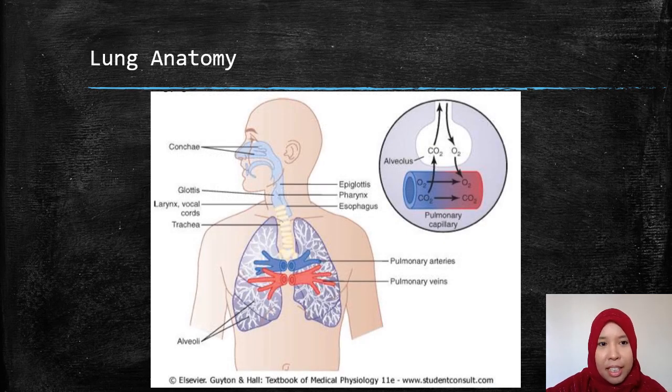So let's talk about the lung anatomy for a bit. The air will enter from your nose or nasal cavity, or your oral cavity or mouth, and then down to your auditory tube, or we call it the eustachian tube, down to your nasopharynx, oropharynx, laryngopharynx, and down to your trachea. From your nasal cavity or oral cavity down to your trachea is what we call the upper airways.